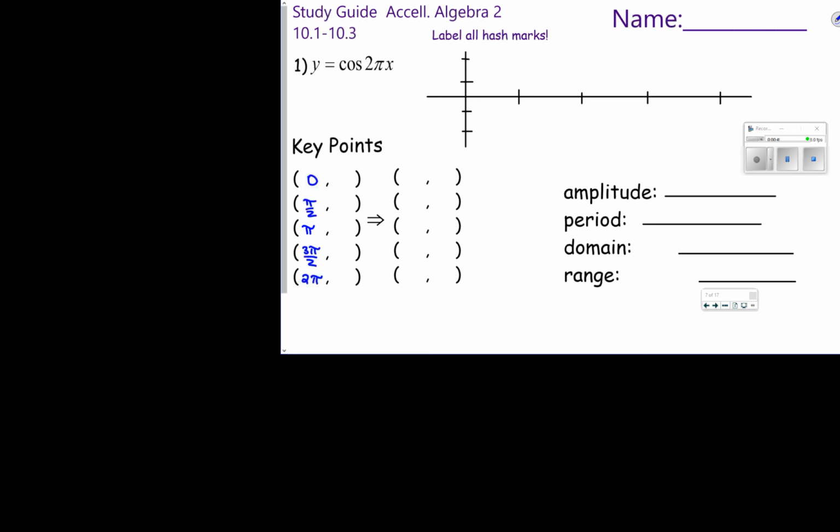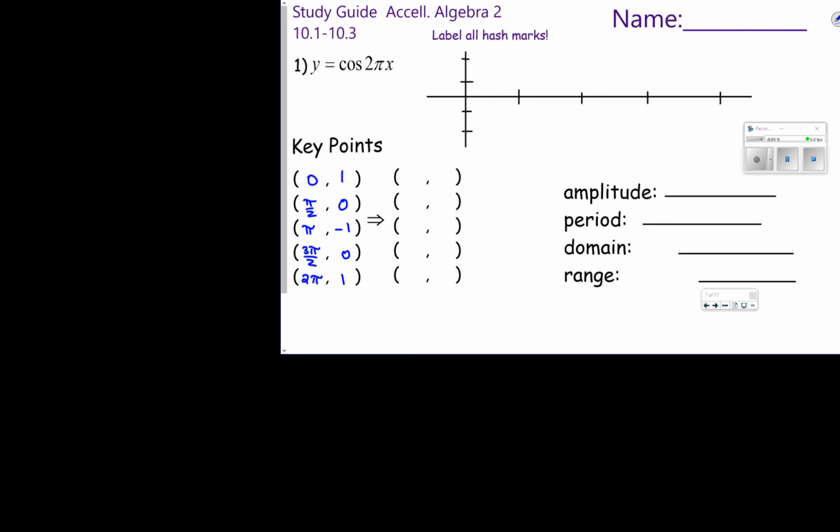Now, what I think to myself is, what is the cosine at all those different values? So in my brain, I'm thinking unit circle right now. The cosine at 0 is 1. The cosine at pi over 2, 0. Cosine at pi, -1. Cosine at 3 pi over 2, 0. And cosine at 2 pi is 1.